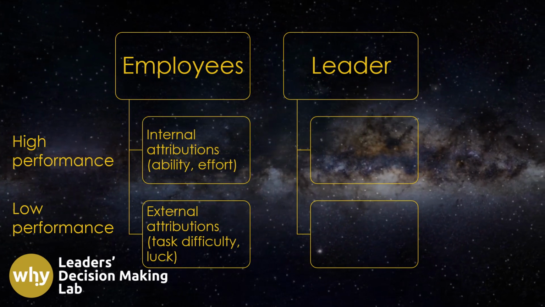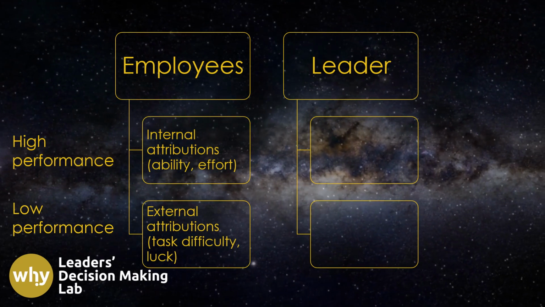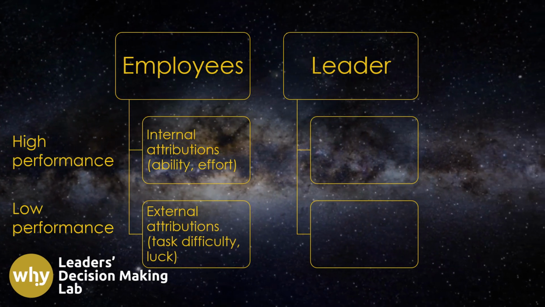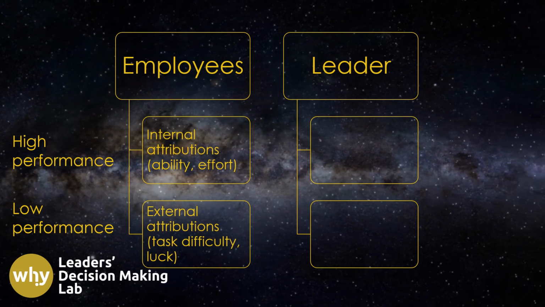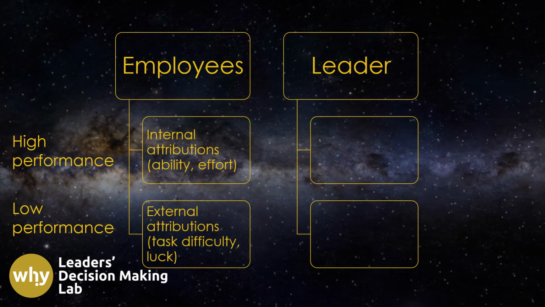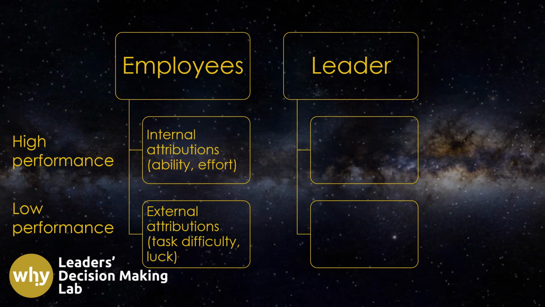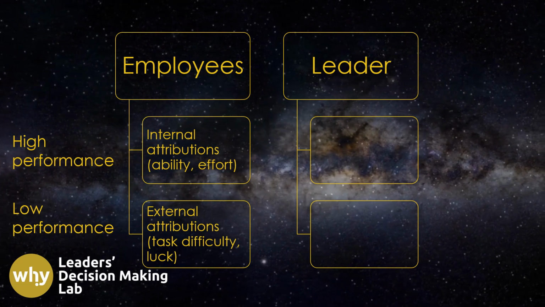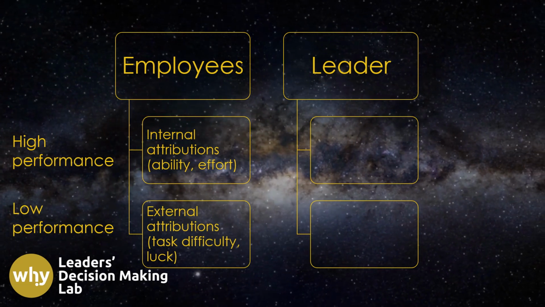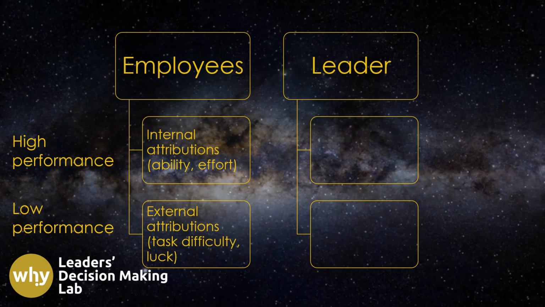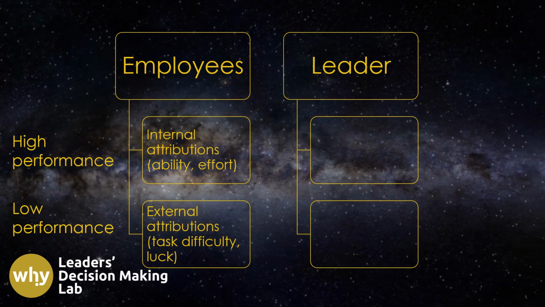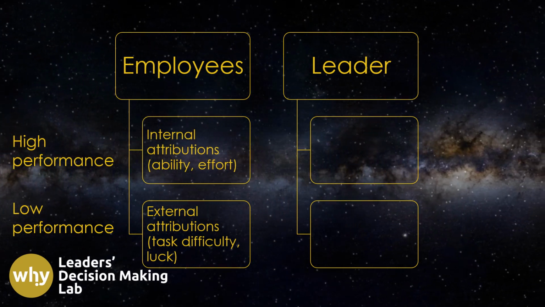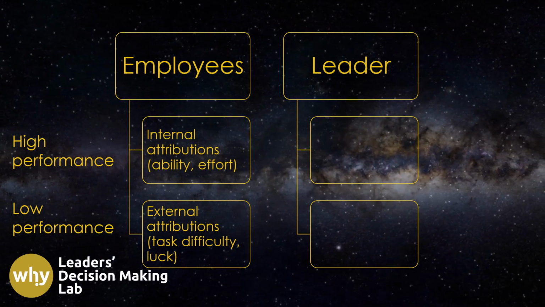Similar to leaders, employees use cognitive shortcuts to arrive at their attributions for their own performance. For example, an employee may attribute their high performance to their ability or the effort they exerted, which are internal attributions, considering it as a stable quality. Alternatively, they might attribute their poor performance to external factors like the task difficulty they encountered or even luck, which are external attributions, perceiving it as an unstable cause that can change over time.